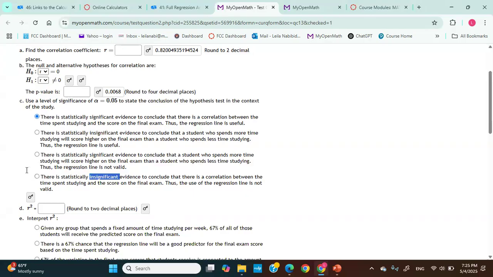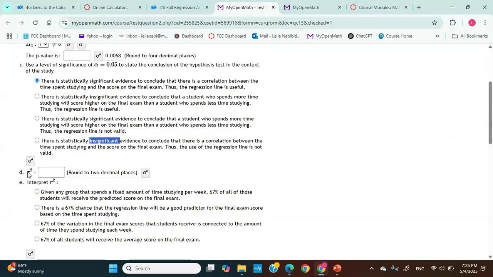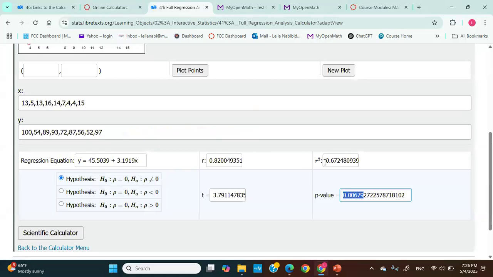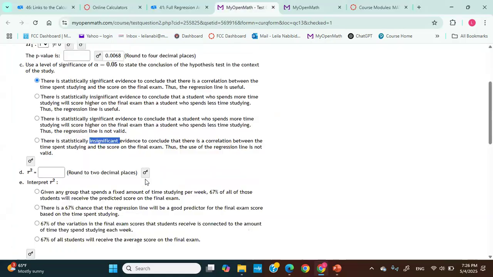Now, what is R square? R square is the coefficient of determination. So go back to the calculator, and the R square is 0.0672. And if you round it to 2, it's 0.67. That should be enough, 0.67.